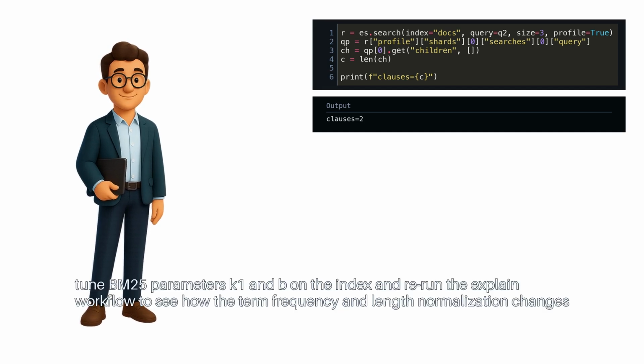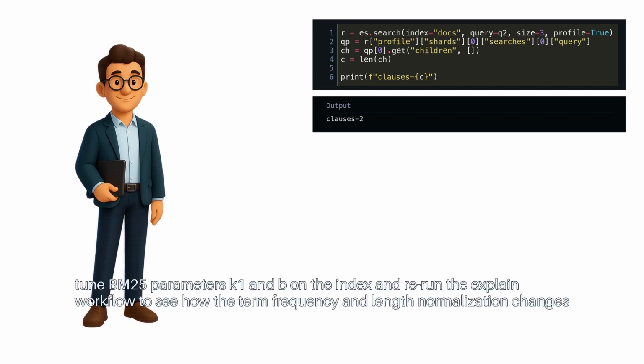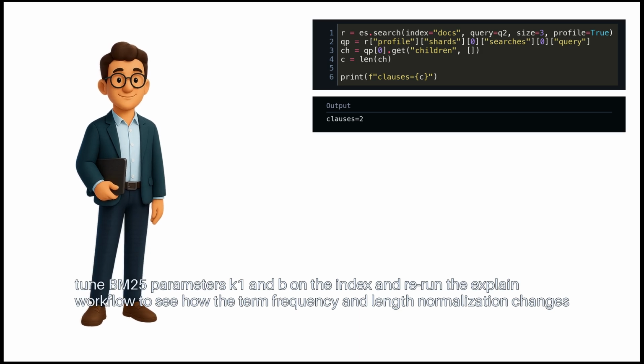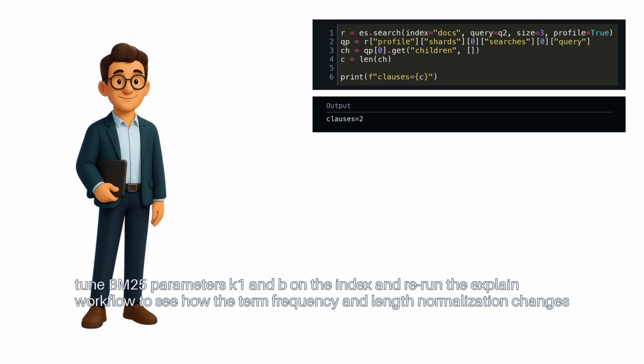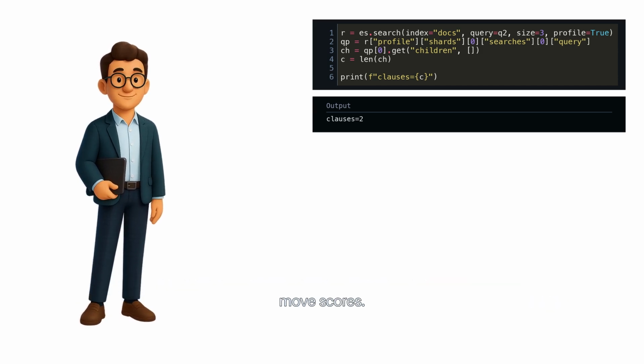Next step. Tune BM25 parameters K1 and B on the index, and rerun the explain workflow to see how the term frequency and length normalization changes moved scores.